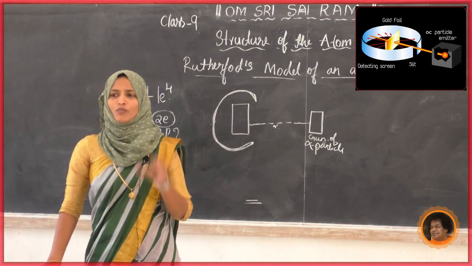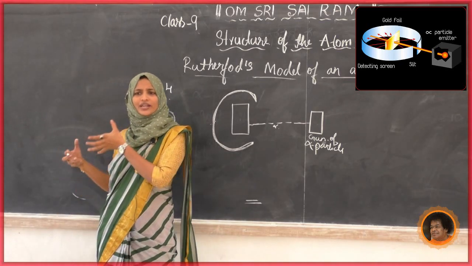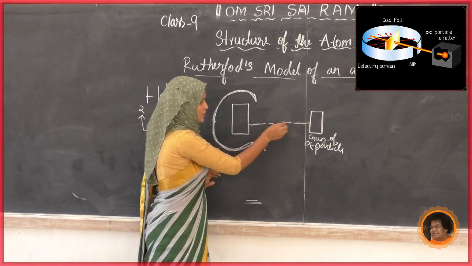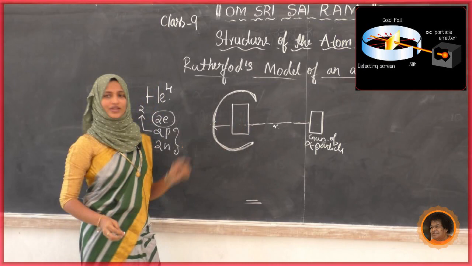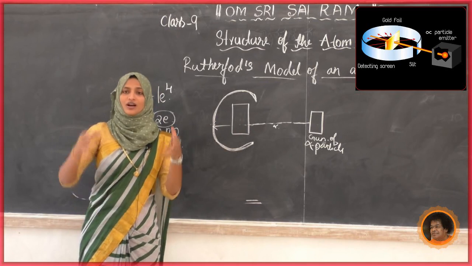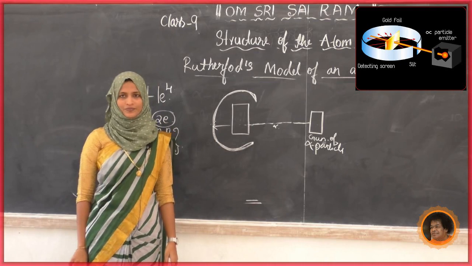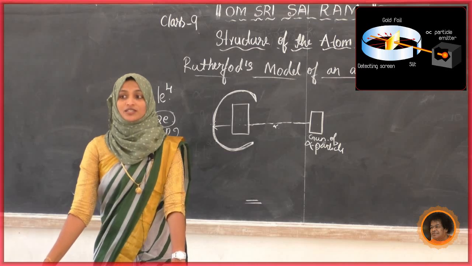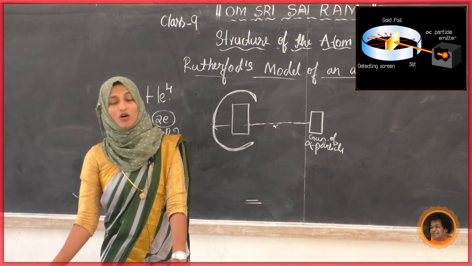Here, most of the fast moving alpha particles passed straight through the gold foil. Means what? Most of the fast moving alpha particles come like this, and you see it blinking, shining over here. Most of the fast moving alpha particles passed straight through the gold foil. Next, one more observation: some of the alpha particles are deflected by the foil by a small angle.